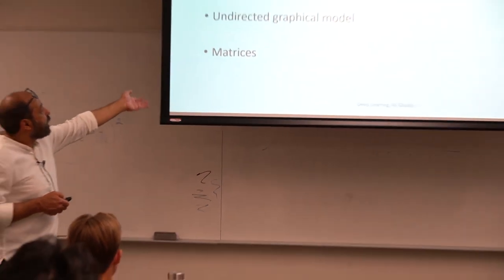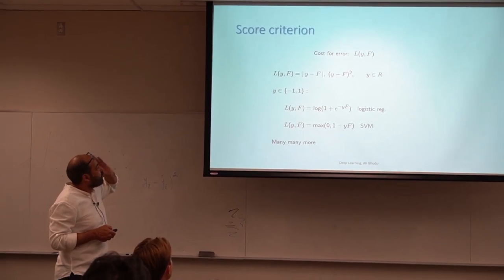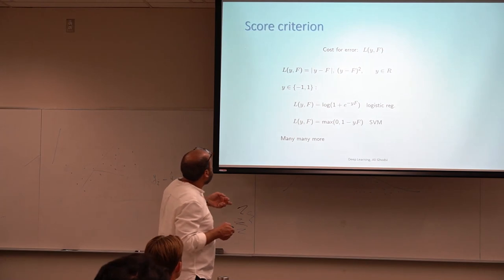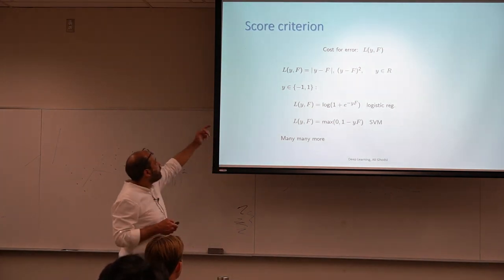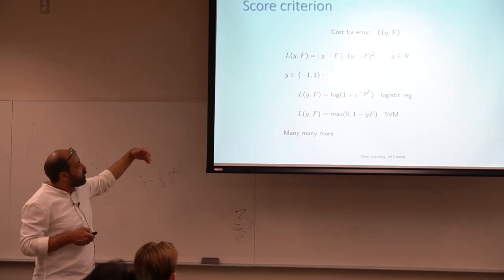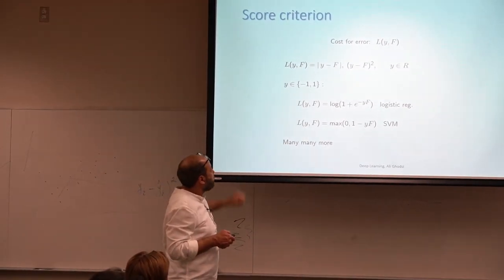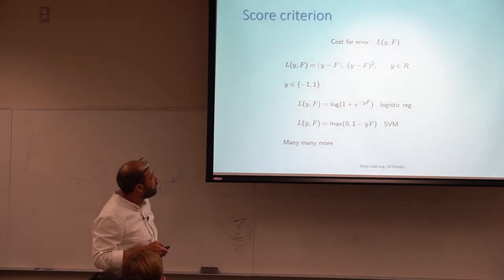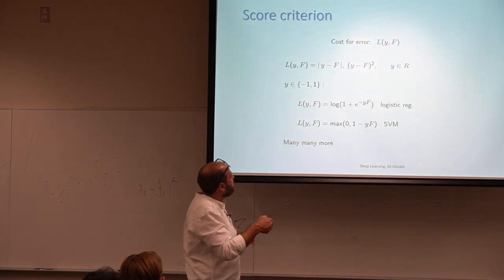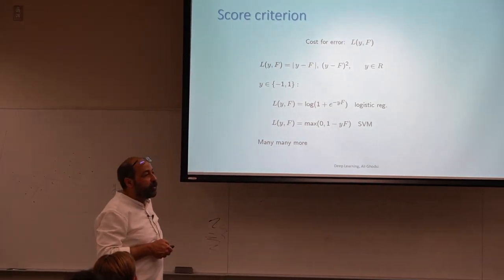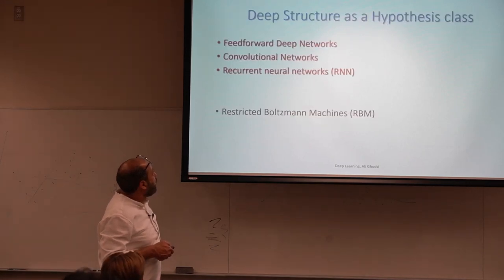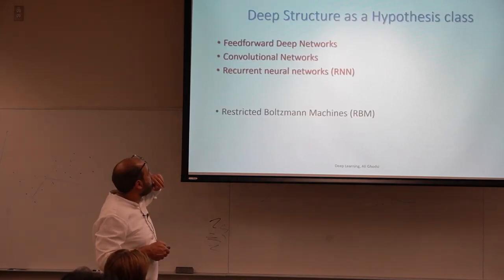The hypothesis class could be many different things, and neural network is just one of these hypothesis classes. Here I wanted to explain this slide: the score criterion could take different forms. The main difference between logistic regression and SVM, for example, is that they have different score criteria. And the hypothesis class could be different models.